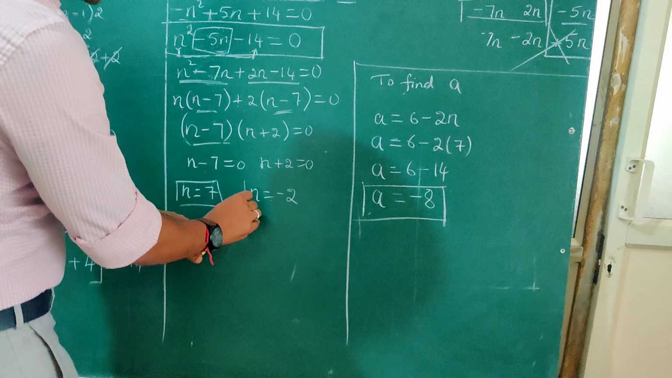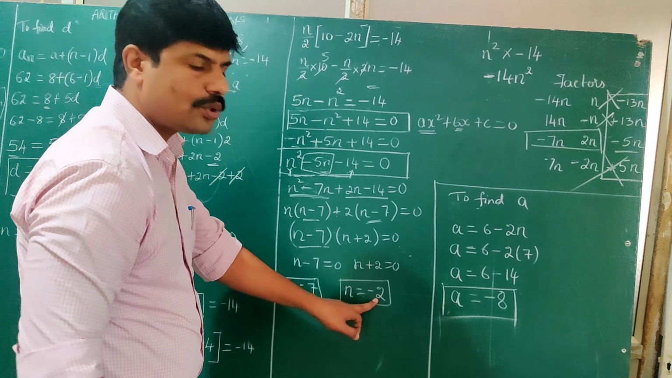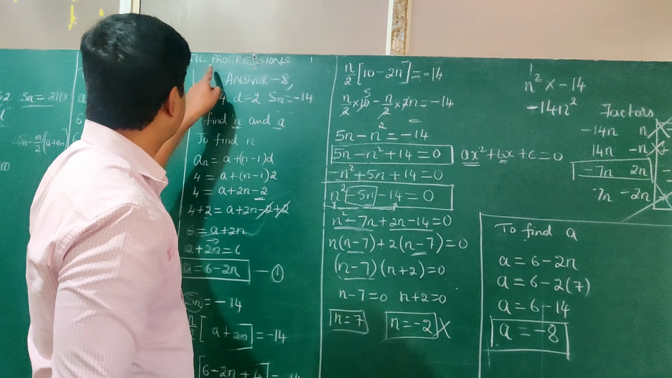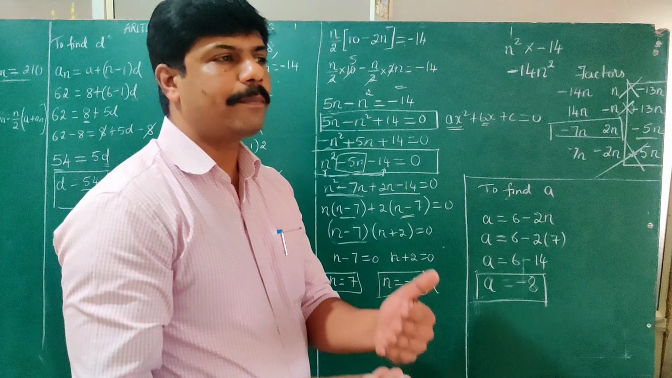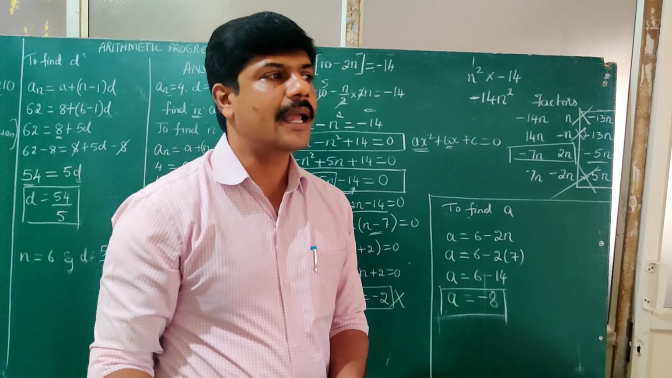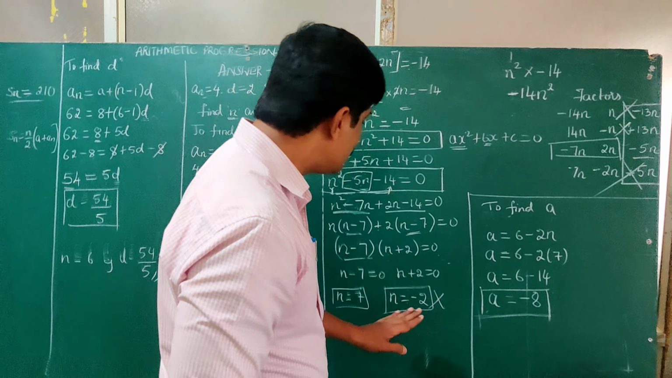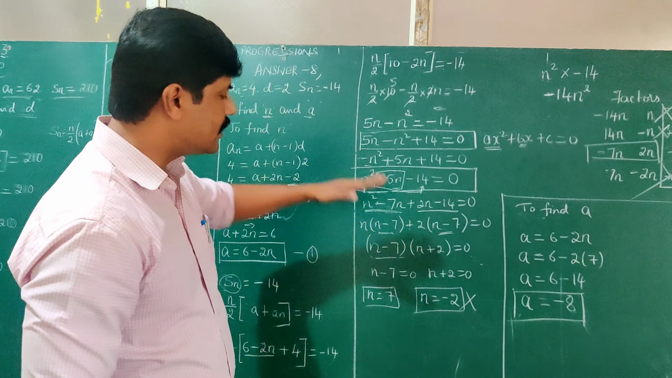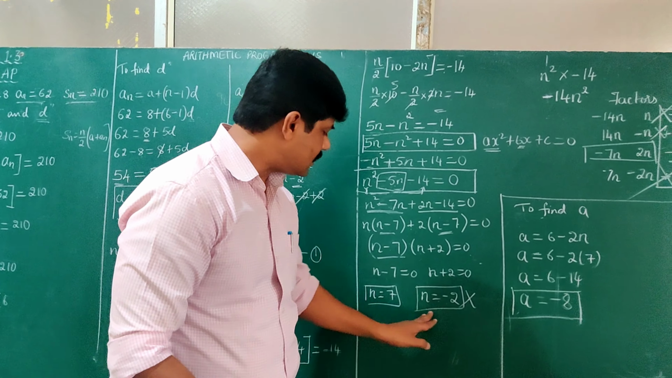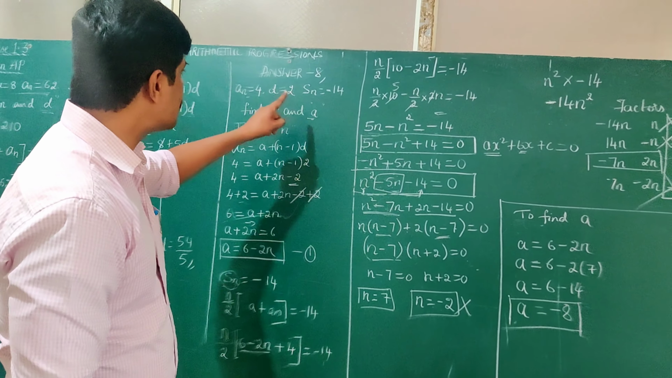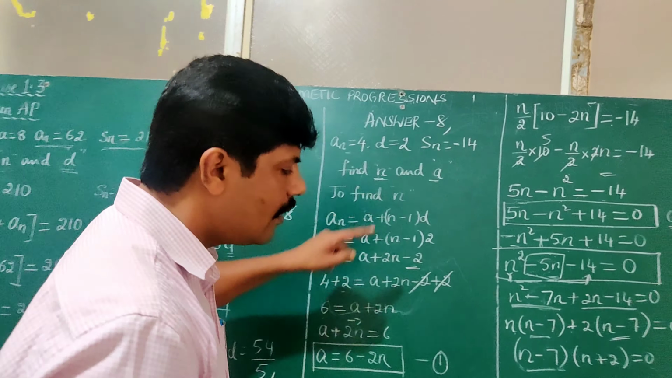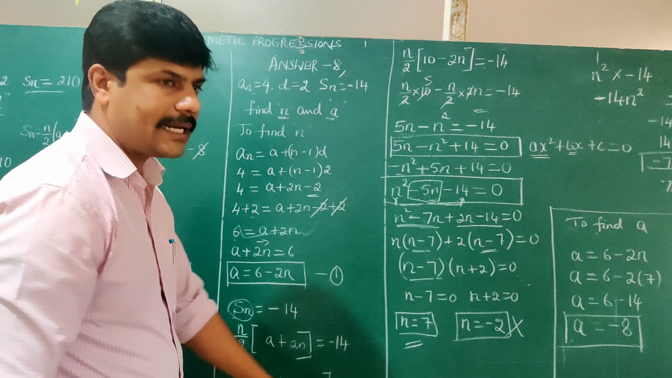Understand children? Now you can see that n is equal to minus 2 is meaningless in case of arithmetic progression. How? Because if you are asked how many persons are there at your home, you cannot say minus 2 persons. That is meaningless. Therefore, in case of arithmetic progression, this minus value for n is meaningless. Therefore, the plus value you have taken, that is n is equal to 7. So what is asked? To find the value of n. We have got the value of n, that is 7.